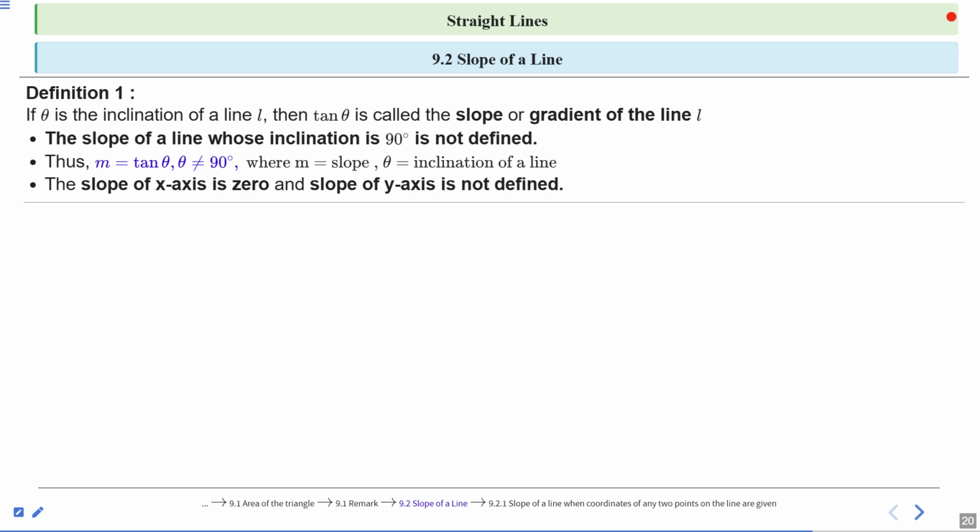And slope of the y-axis is what? The slope of y-axis is not defined. Why is this not defined? Because the y-axis is a vertical line, and the y-axis is perpendicular to x-axis. That means y-axis makes an angle with x-axis that is 90 degree. And we have seen before, the slope of a line whose inclination is 90 degree is not defined. So slope of y-axis is not defined. Clear? I think it is clear to all of you.